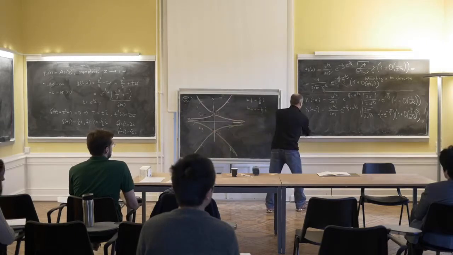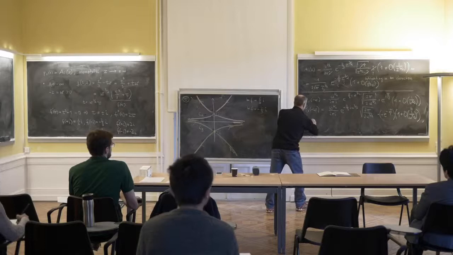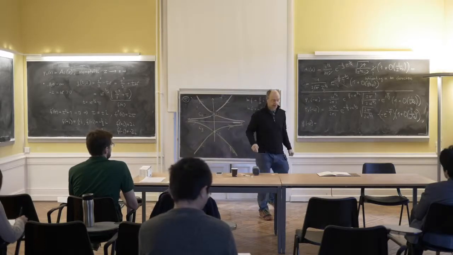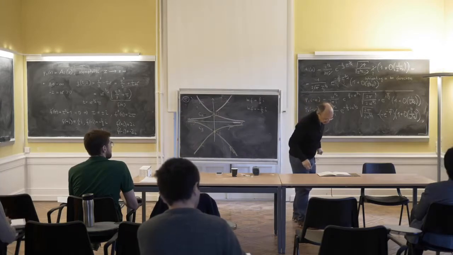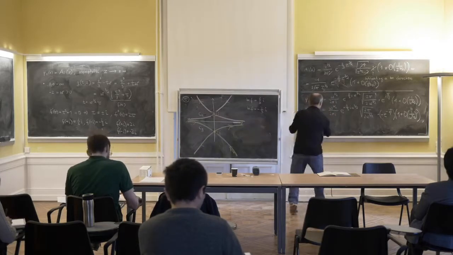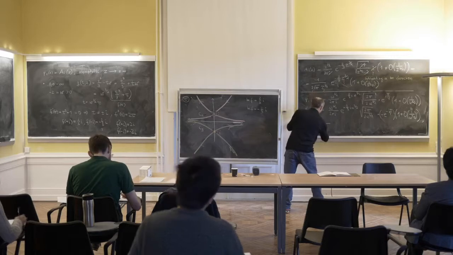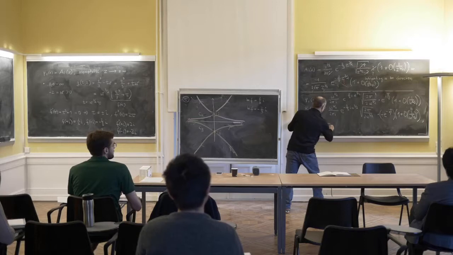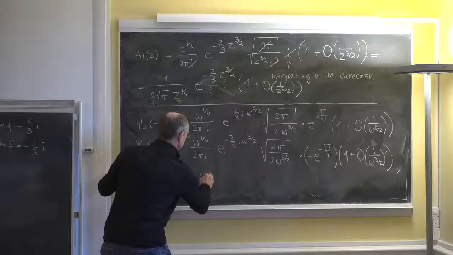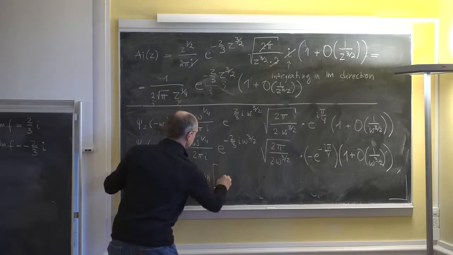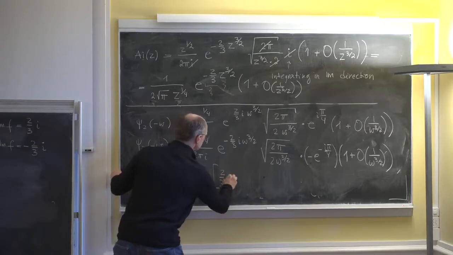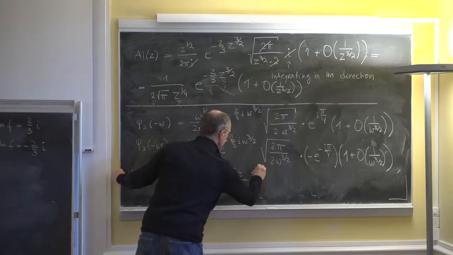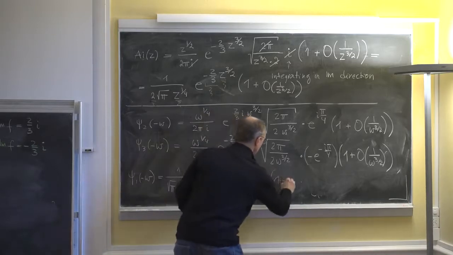Now, psi 1 of minus w is a sum of those two gadgets. And here is the formula. So 1 over square root of pi w to the power 1/4, and here sine of 2/3 w to the 3/2 plus pi over 4.